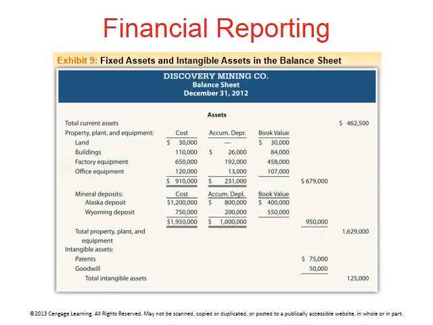So here's an example of a balance sheet. So here's our asset section. We have property, plant, and equipment, land, buildings, equipment, and then we have mineral deposits, which are natural resources. And then further down, we have intangible assets, our patents and goodwill. So we have our property, plant, and equipment and mineral deposits go under property, plant, and equipment, the $1,629,000, and then underneath we have our intangible assets for $125,000.